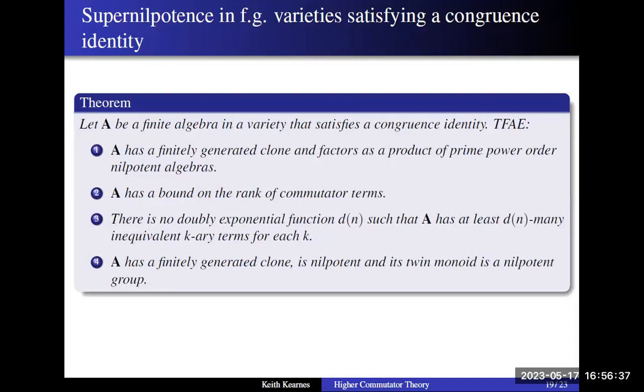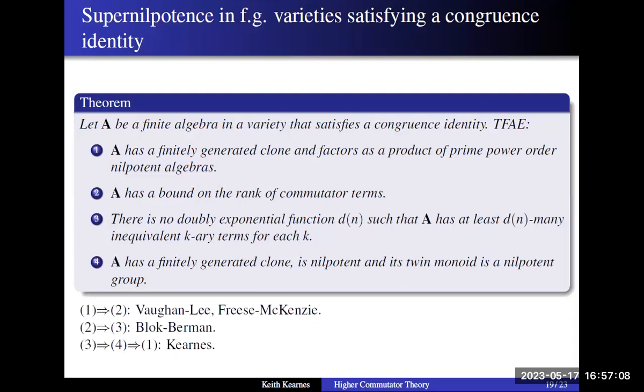There's no doubly exponential function which is a lower bound on the number of k-ary terms for each k. If you compute the number of inequivalent k-ary terms for each k, it doesn't grow fast enough to have a doubly exponential lower bound. There are very few essentially different k-ary terms. Okay. Last one, A has a finitely generated clone. It's nilpotent, and its twin monoid is a nilpotent group.